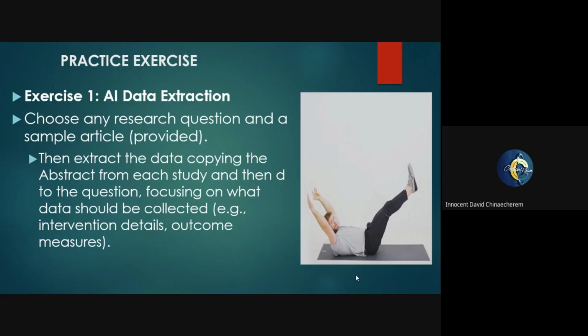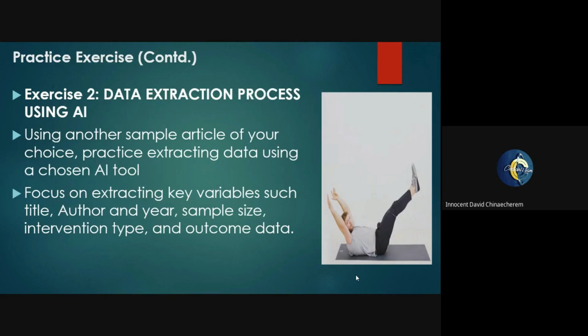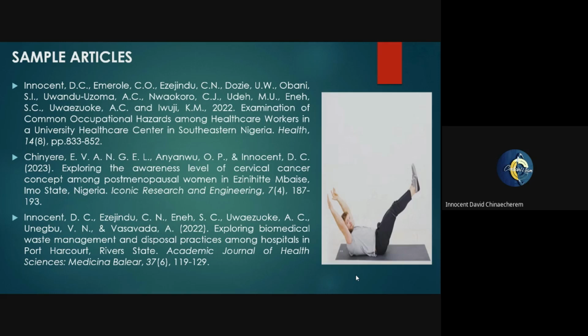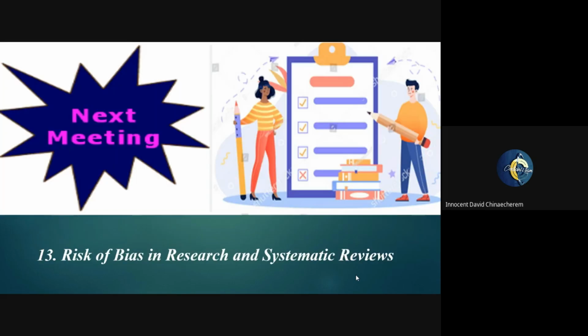So here are some exercises. Based on the last exercise I gave, you can pick up the 3 papers and extract studies from them. These are the 3 papers that I've used as examples, so you can search them out, check them on the internet, and extract studies from them. In our next meeting, we're going to be talking about risk of bias in research and systematic reviews.